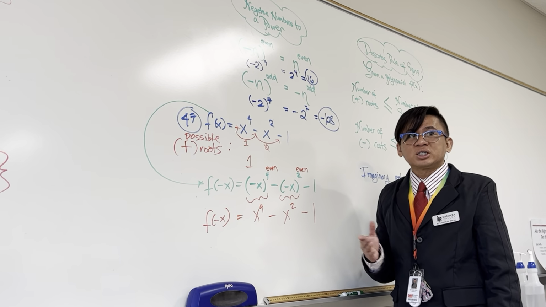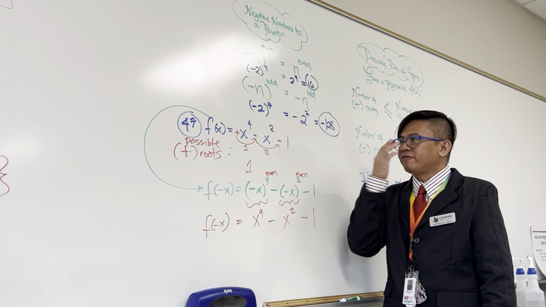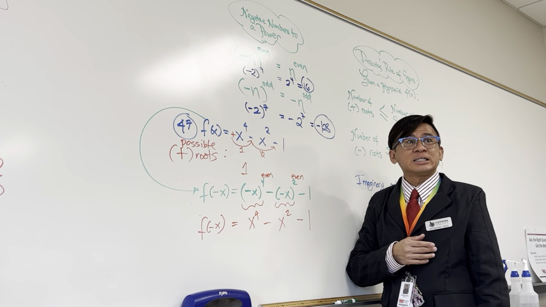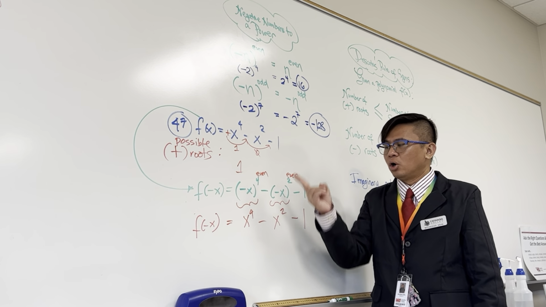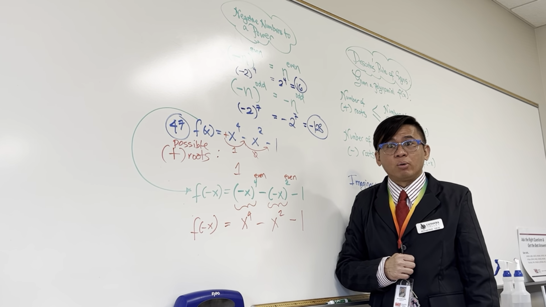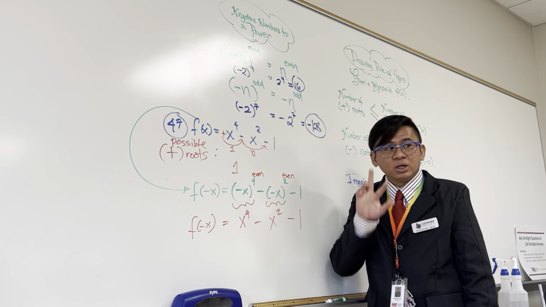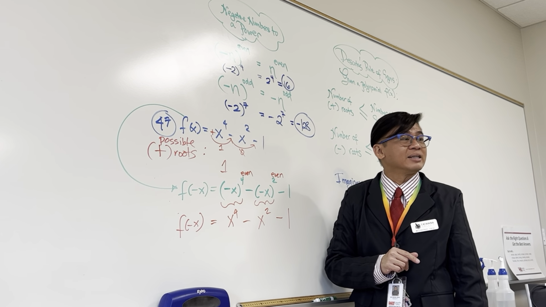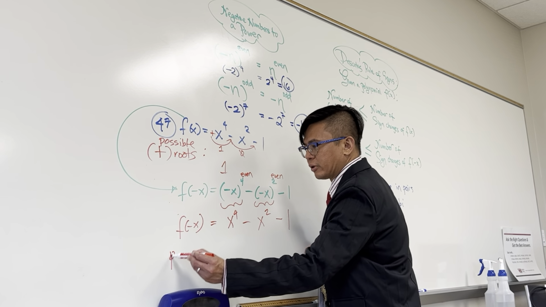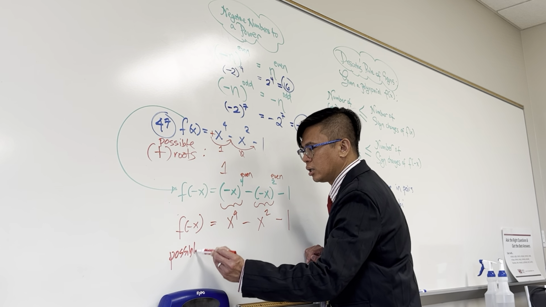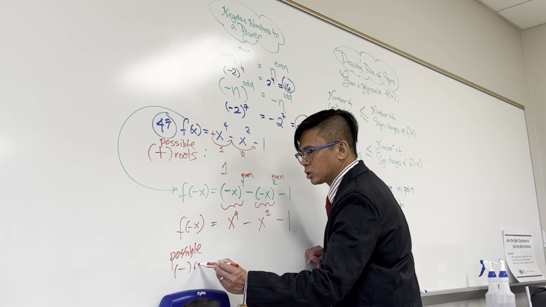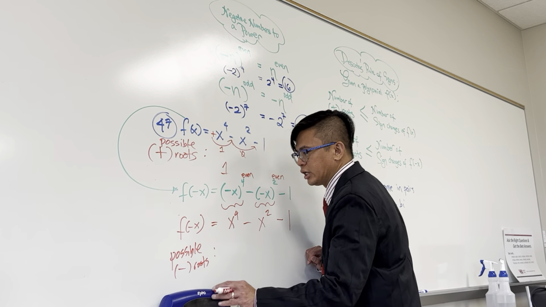Good. Again, it just so turned out that your f of x and f of negative x are the same. You know why? Because they're all even powers, right? But again, if they're odd, you get a sign change. Get it? Now, what do we do? Just the same, right? Possible negative roots. So how many possible negative roots are in here?